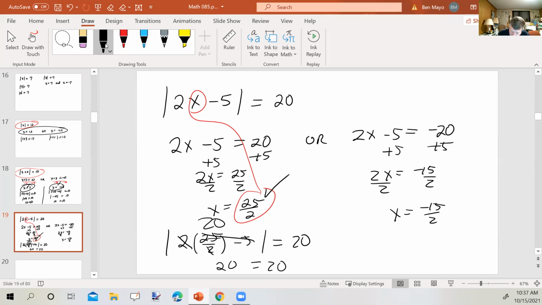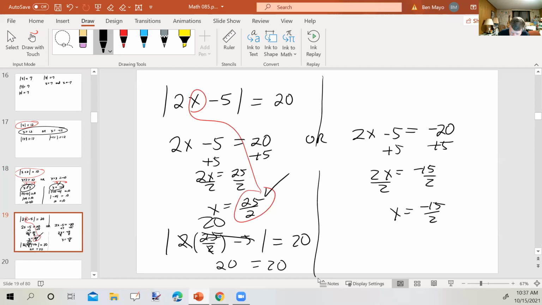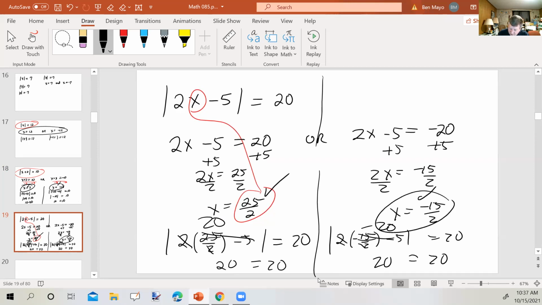The second one, if x is negative 15 halves, the absolute value of 2 times negative 15 halves minus 5 equals 20. The 2's reduce out. Negative 15 minus 5 is negative 20, but the absolute value of negative 20 is 20. So once again, 20 equals 20, and that solution also checks.